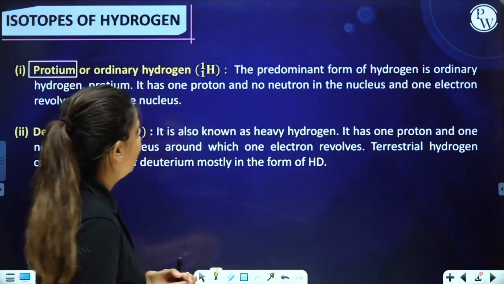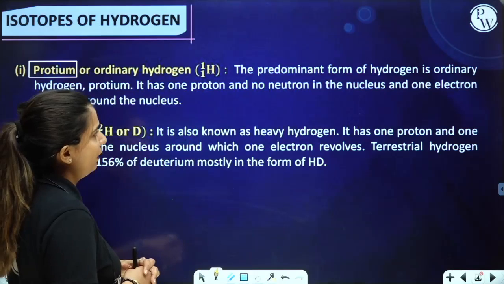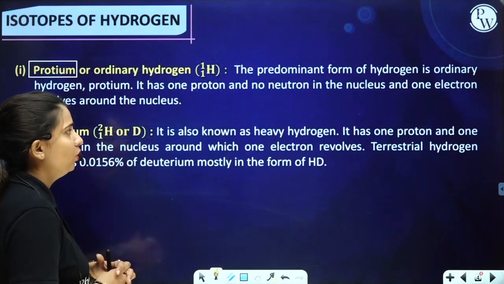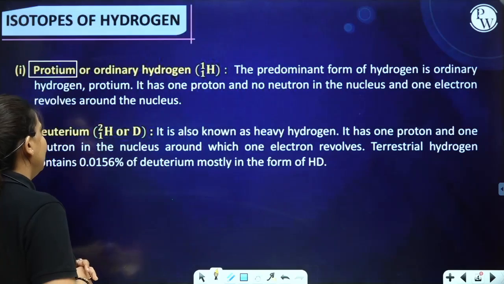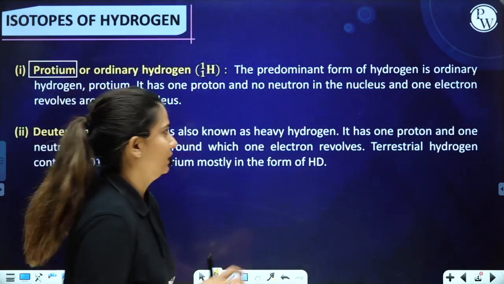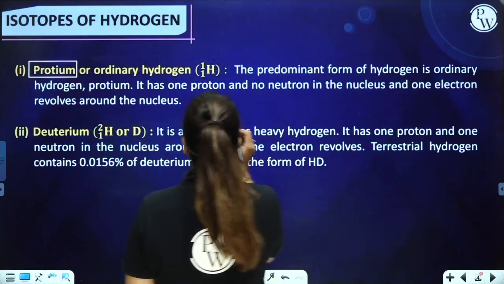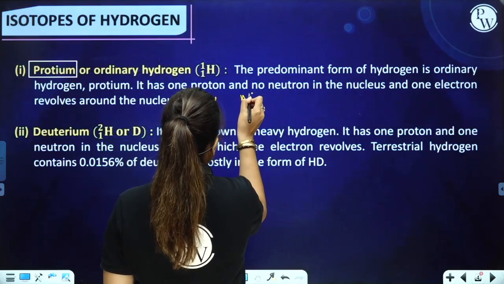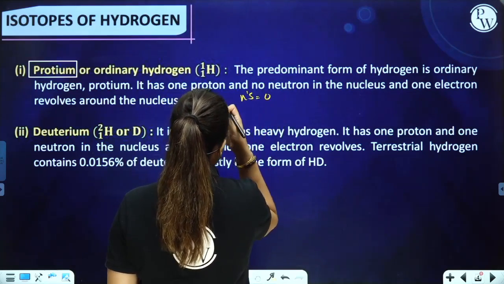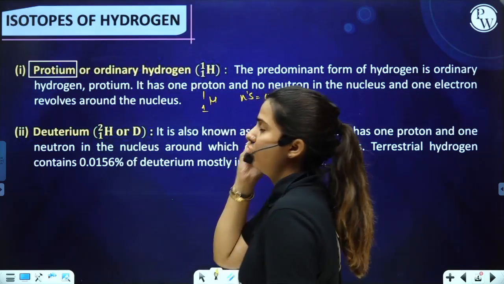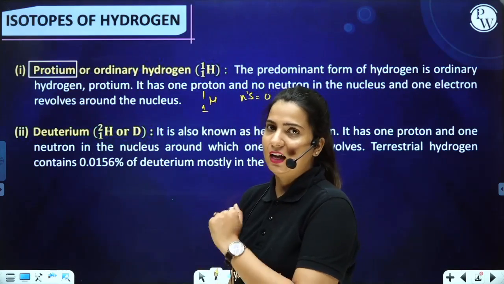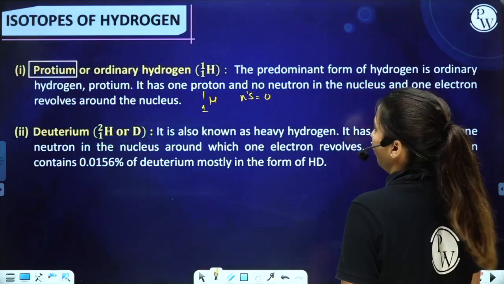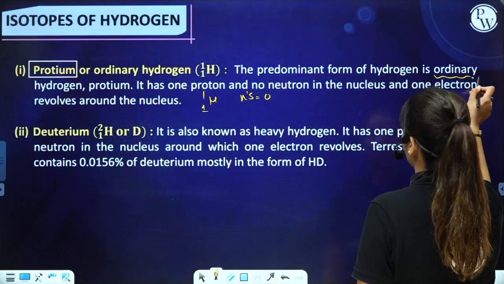The predominant form of hydrogen is ordinary hydrogen, protium. It has one proton and no neutron in the nucleus, and one electron revolves around the nucleus. The simple representation of this will be 1H1. You already know there is no neutron present over here, because the atomic number and the atomic mass are the same, and I have already told you this before. It is the ordinary form of hydrogen. You have to remember this thing.